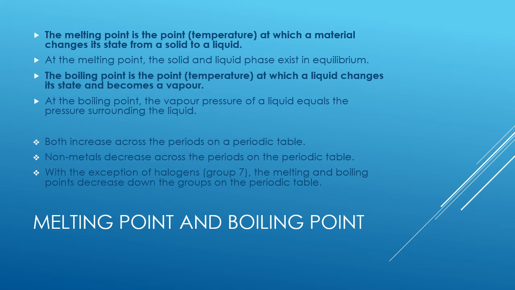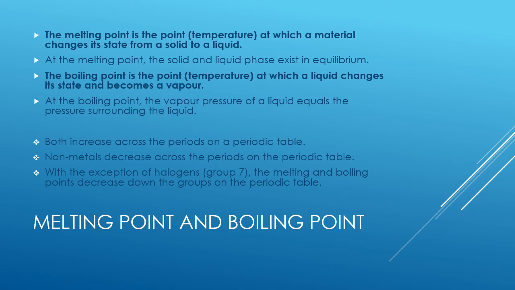The melting and boiling points of metals increase across the periods on the periodic table. The melting and boiling points of nonmetals decrease across the periods on the periodic table. With the exception of halogens, which are group 7, the melting and boiling points decrease down the groups on the periodic table.